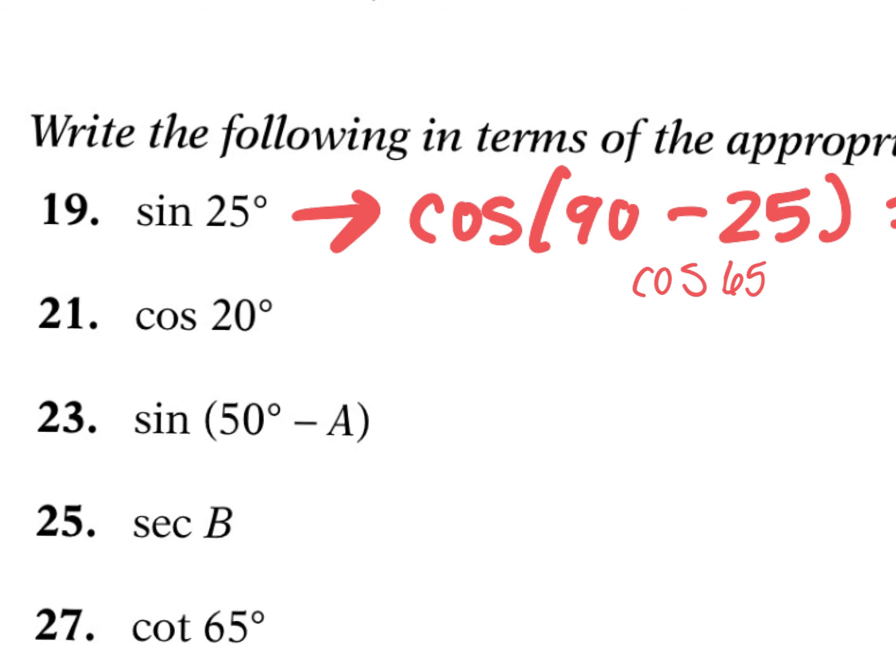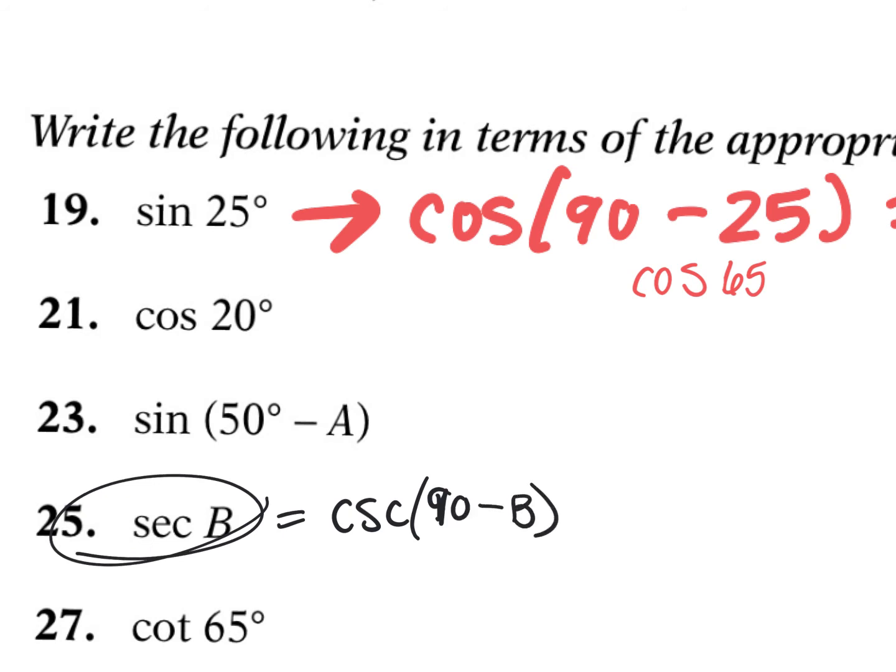For everyone, you've heard that? Yes, so cosecant would turn into secant. Even ones like this, let's look right here. When it says secant B, the cofunction is cosecant. We don't know what B is, so we're just going to do 90 minus B. That's your final answer. So just know the cofunction, and then whatever is here, or here, or there, subtract from 90.